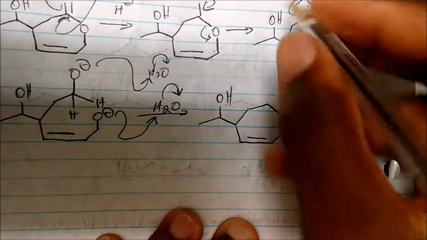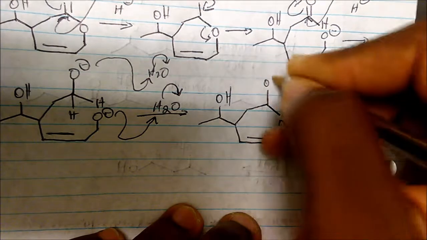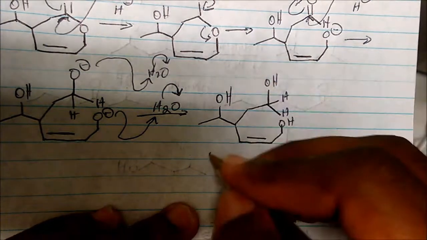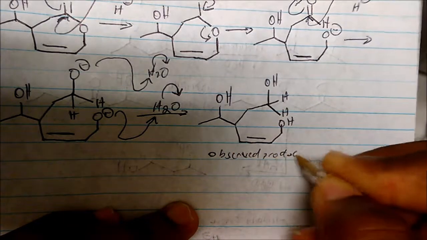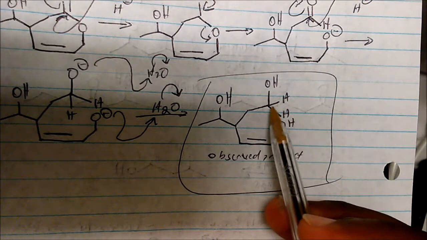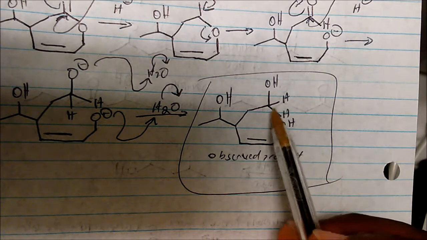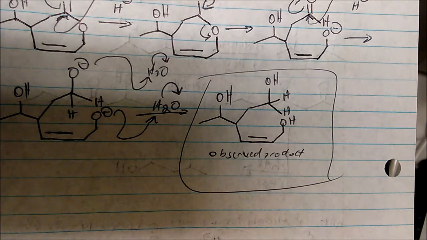You get an alcohol there, you have a hydrogen here, you have an alcohol at the top, and another hydrogen here. So this would be the observed product. All right. Now notice from the ester, we got a primary alcohol, and so that statement that we spoke about in the beginning of the video holds true.